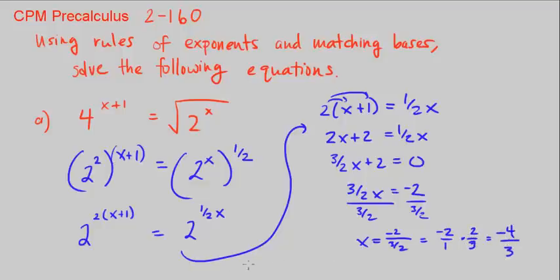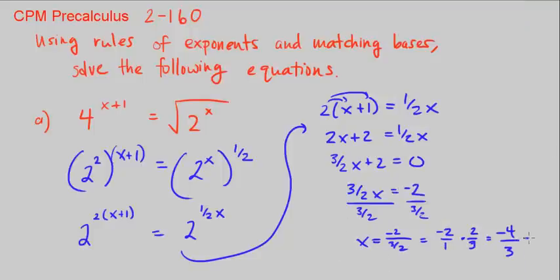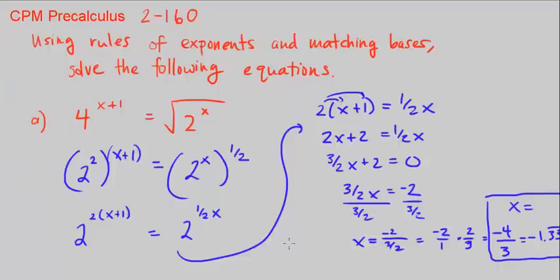Or if you put it in your calculator, negative 1.33333333, right? Negative 4 over 3. So either way that you do this, you're going to get this answer, equals negative 1.333, put a bar over that. So that's solving for x in part A. Right? Let's go on to part B.